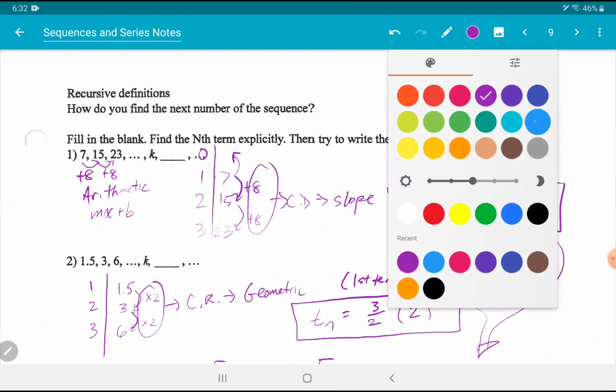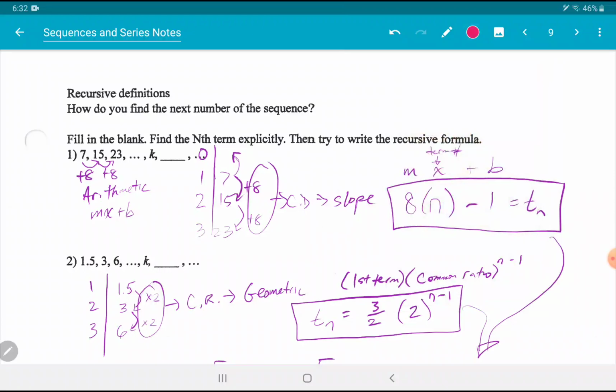So I'm going to use a different color here. Let's use red, that way it doesn't blend in with the purple.